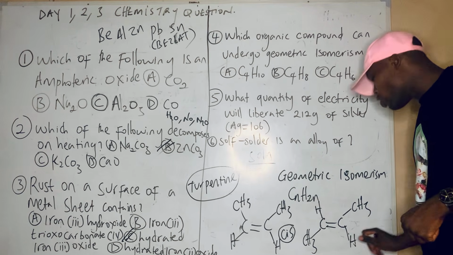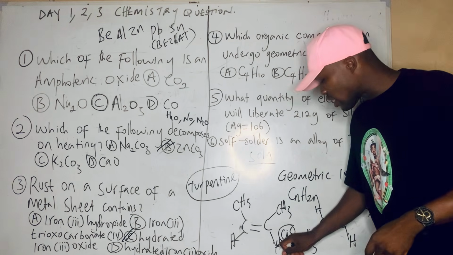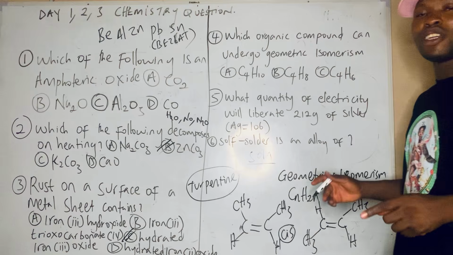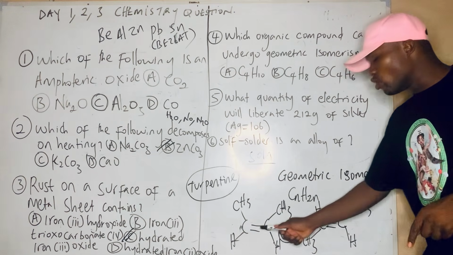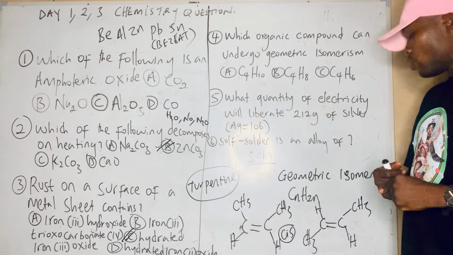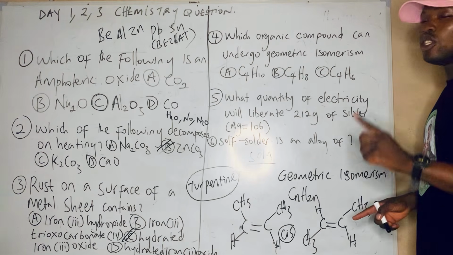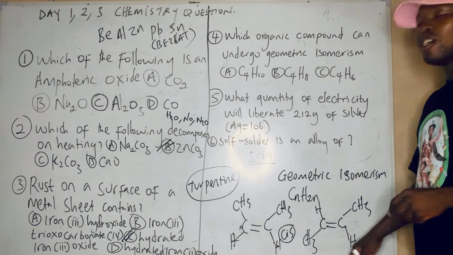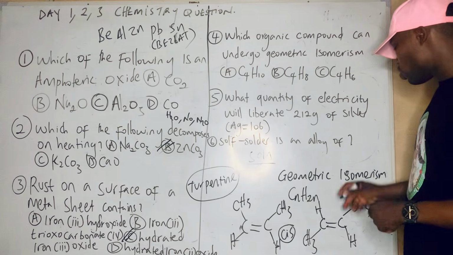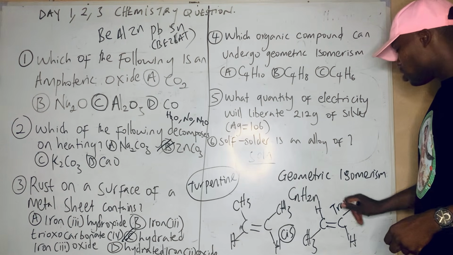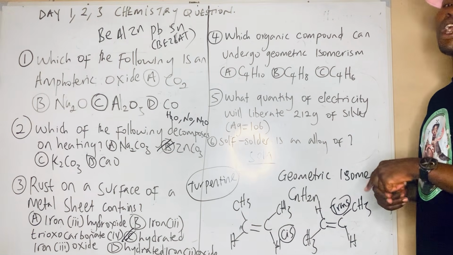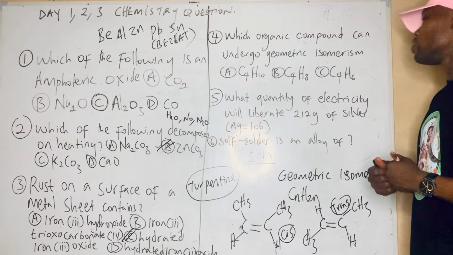What do we mean? No long talk. This H cannot go and replace this H. They cannot interchange. Why? Because of the restricted free rotation about the double bond. So when we write another compound where the CH3 is now up and the other is down, it's different from this one. This one is called a trans isomer, and that one is called a cis isomer. This is geometric isomerism, common to alkenes or compounds with a double bond.